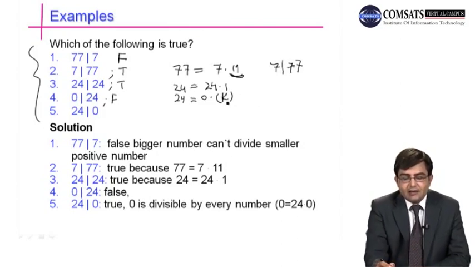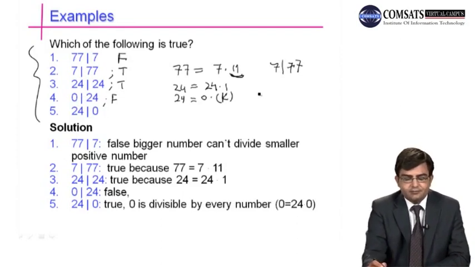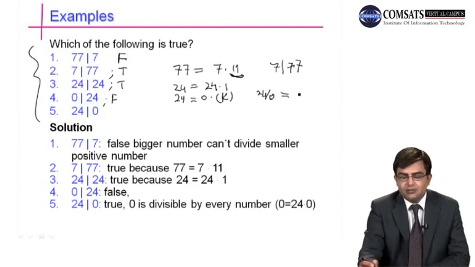Is there an integer K here such that we can write 24 equal to 0 into some integer? Is this true? No, this is false. So this statement is false basically. Again, also 24 by 0 is undefined in mathematics. You know, you can write it as infinity.